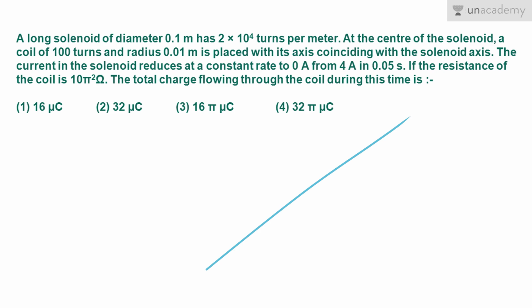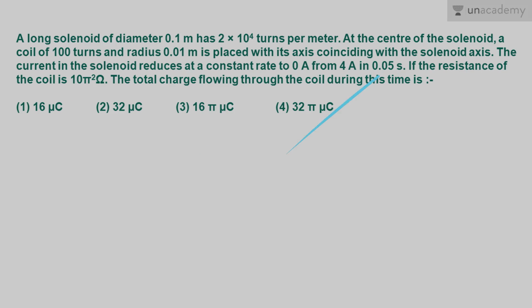Okay, so what does the question say? Let us look at the question. A long solenoid of diameter 0.1 meter has 2 into 10 to the power 4 turns per meter. At the center of the solenoid, a coil of 100 turns and radius 0.01 meter is placed with its axis coinciding with the solenoid. The current in the solenoid reduces at a constant rate to 0 ampere from 4 ampere in 0.05 second. If the resistance of the coil is 10 pi square ohm, the total charge flowing through the coil during this time is. Okay, so now these are the four options given.